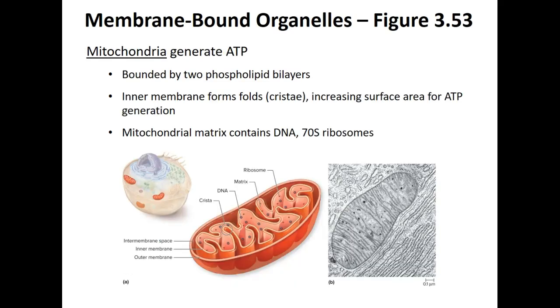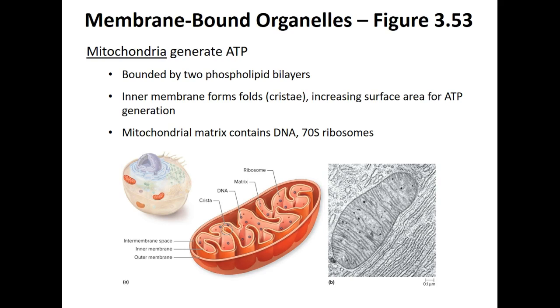Mitochondria are the powerhouses of eukaryotic cells. They're where the ATP would be produced. Those mitochondria produce the ATP under aerobic conditions. It's important to note that the mitochondria have their own DNA. The mitochondrial DNA is 70S like prokaryotic cells.